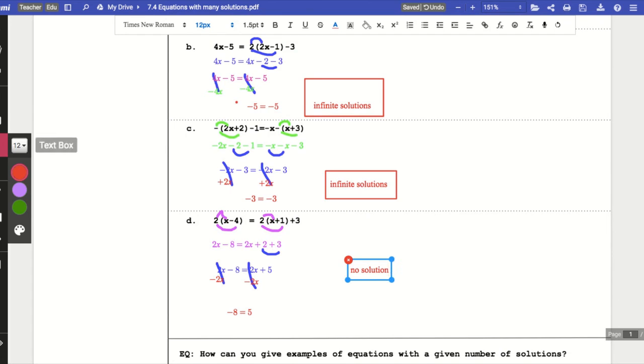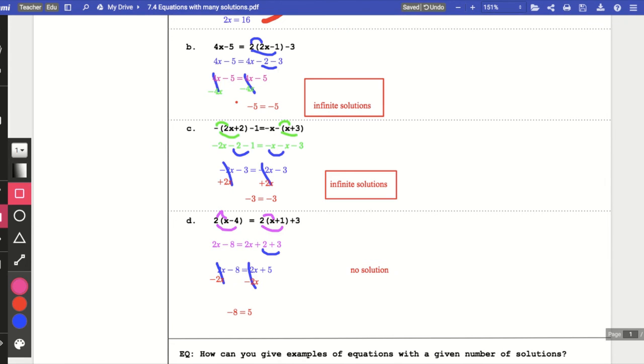So hopefully this wasn't too hard for you to figure out. It's not terrible, right? You just gotta go through the process, and in fact less math, right? Because we didn't have to go through the process of adding, subtracting, dividing. We just canceled out our variables and identified that there was no solution.